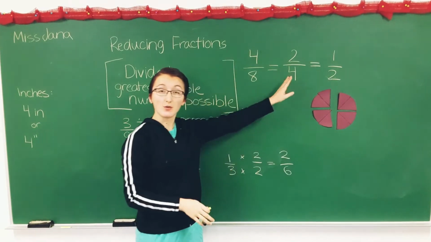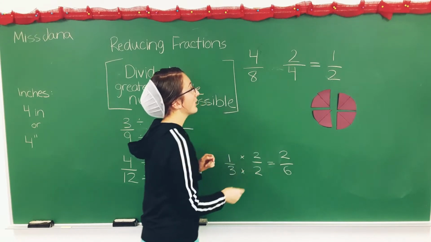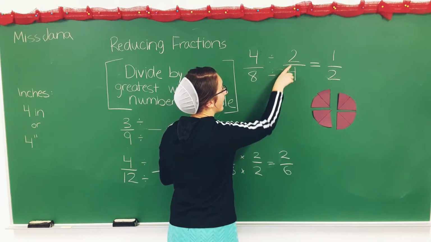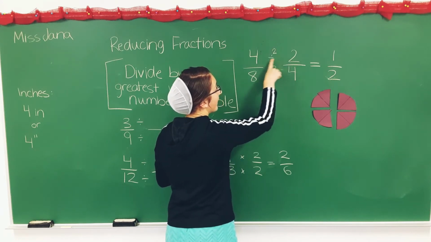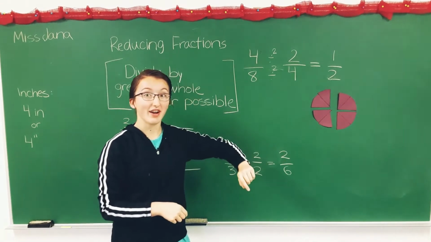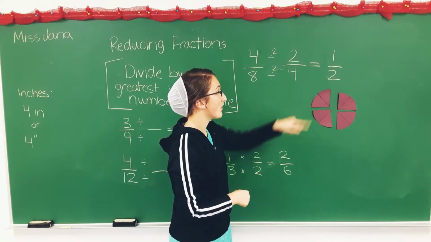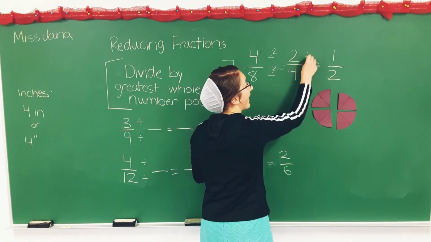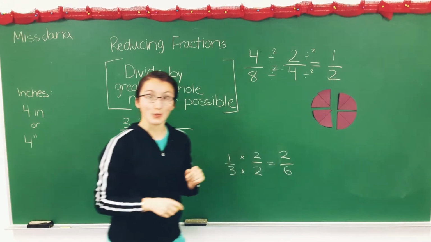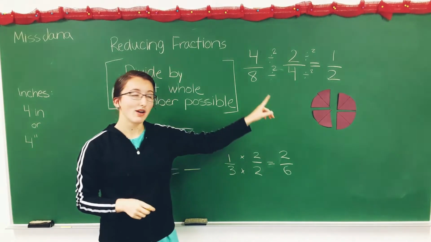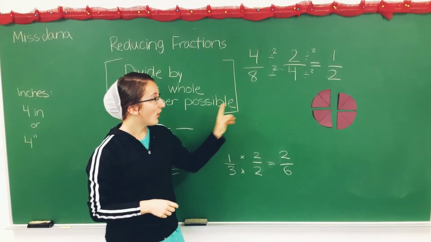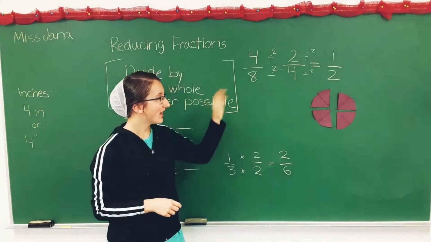So 4/8, to make it into 2/4, you can divide it by the whole number 2. So 4 divided by 2 is 2. 8 divided by 2 is 4. You can divide it again, make it even smaller, 2/4 even smaller. 2 divided by 2 again is 1. 4 divided by 2 is 2. Okay? So do you see how 4/8, 2/4, and 1/2 are all equivalent? They're all equal to 1/2. We're just making them smaller.